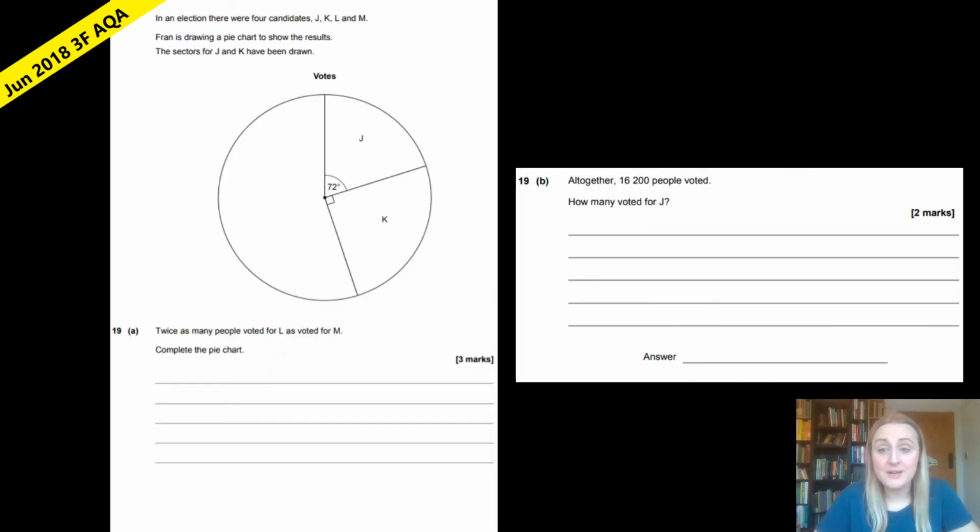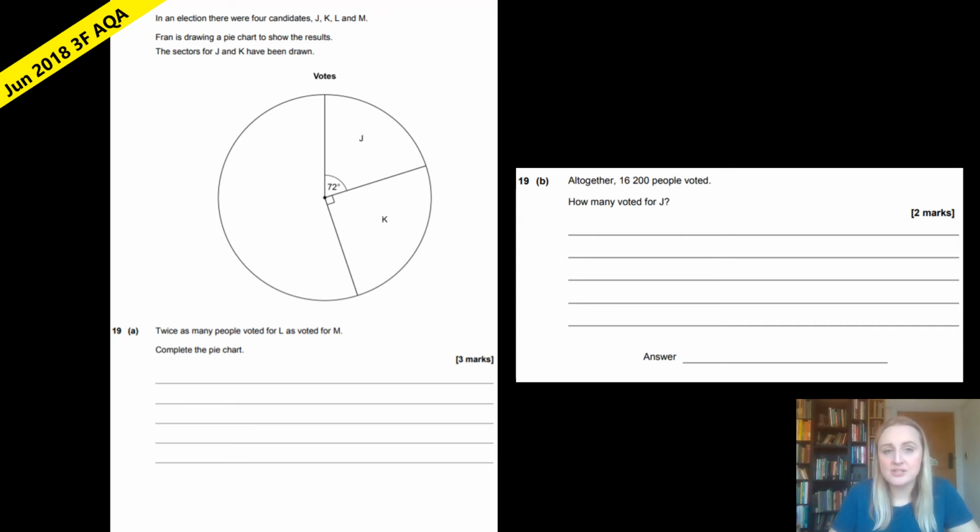Here again, we have a question from a foundation paper, because these questions tend to be at foundation level. And again, it's one that our students have really struggled with. Students do not do well in pie charts at foundation level. Arguably that's because it's a really complex topic that brings in lots and lots of different mathematical ideas. In this question, we have a half-drawn pie chart, and students are asked to finish it off. They're told that there are 4 candidates in the election, J, K, L and M.